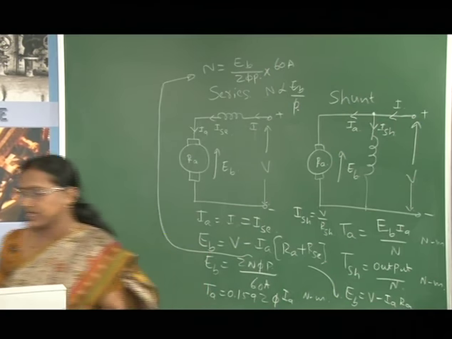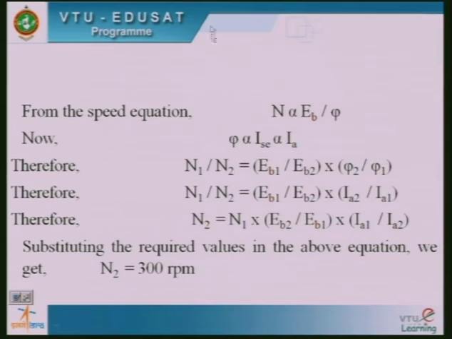By using this relationship, and also we know that in case of series motor, φ is directly proportional to ISC, that is directly proportional to IA. So for both the conditions, the first speed is N1 and in the second case it is N2. So you have N1 by N2 equal to EB1 divided by EB2 multiplied by φ2 divided by φ1. Since φ is directly proportional to IA, φ2 is directly proportional to IA2 and φ1 is directly proportional to IA1.